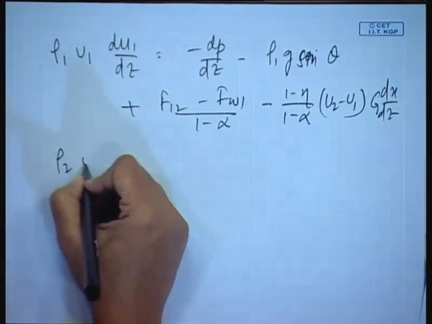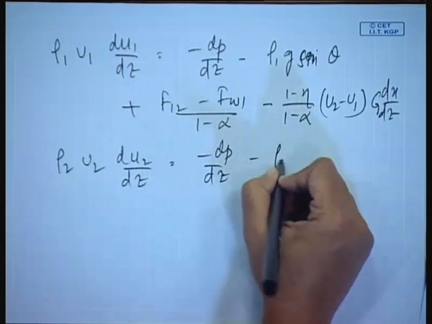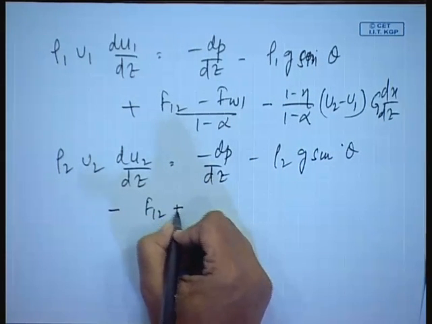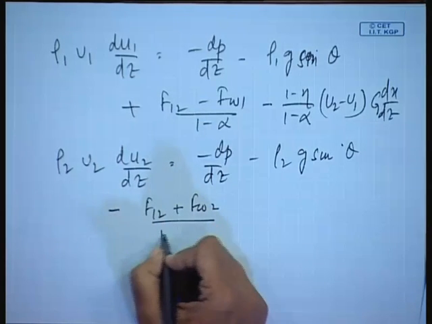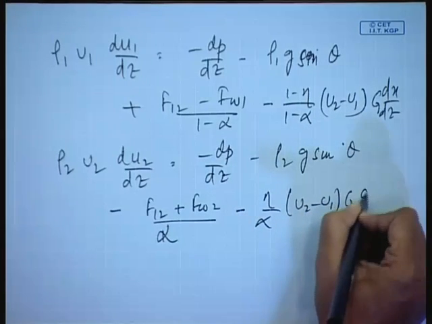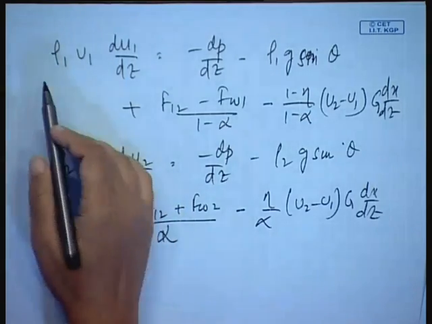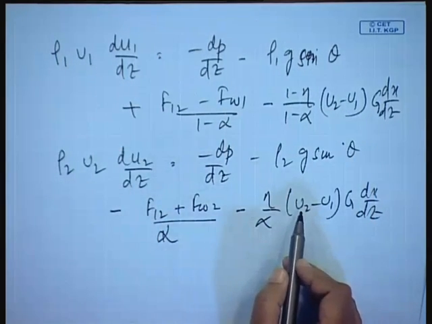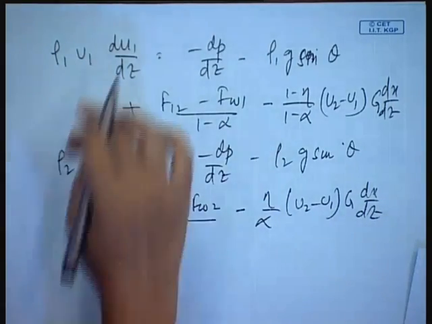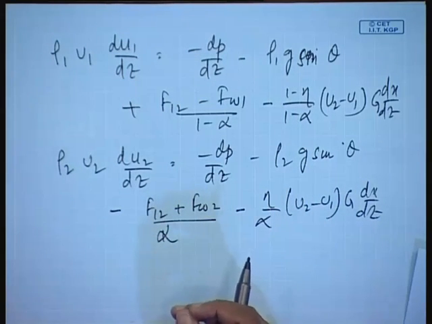This is number 1, and number 2 is just the same equation written down for phase 2. The only difference is the sign change of f12 and f21, minus eta by alpha (u2 minus u1) g dx/dz. Now, just as I discussed in the last class, they can be combined in different ways. You multiply the first one by alpha, the second one by 1 minus alpha, and then add the two, you get the mixture momentum equation. And if you subtract one from the other, your dp/dz goes off, and you finally get the equation which we had got.